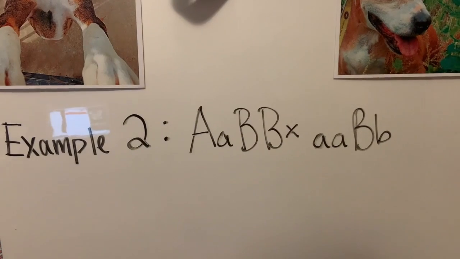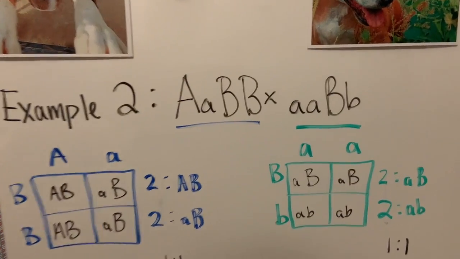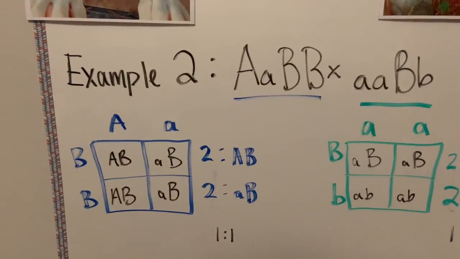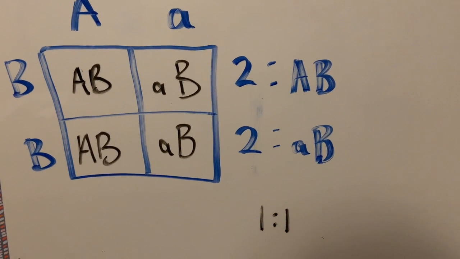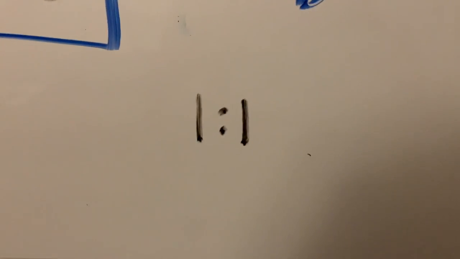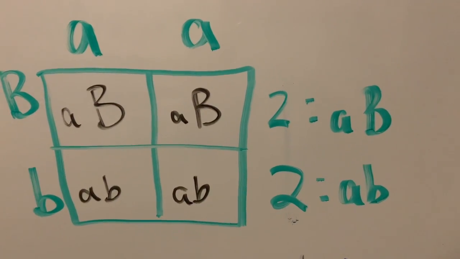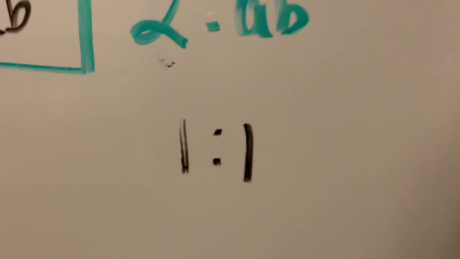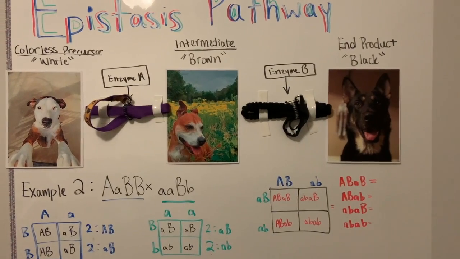Let's do a second example using a non-dihybrid cross. Since this is a non-dihybrid cross, we must cross this together and this together to get our main genotypes. Crossing this, we get 2 capital AB and 2 lowercase a, capital B, making it into a 1:1 ratio. And crossing this together, we get 2 lowercase a, uppercase B, and 2 lowercase a, lowercase b, making it into a 1:1 ratio. Once we have our products, we can then put it into our main Punnett square to get our results. Take a second and see if you can figure this out.